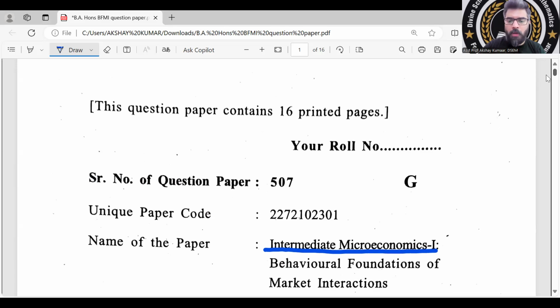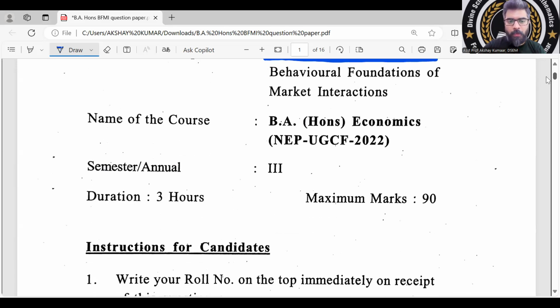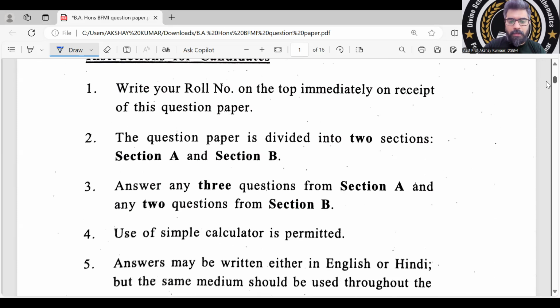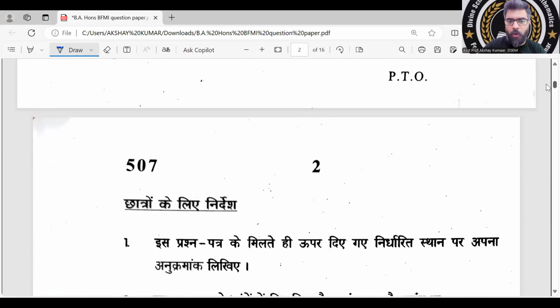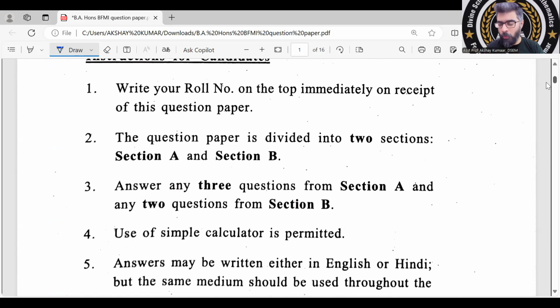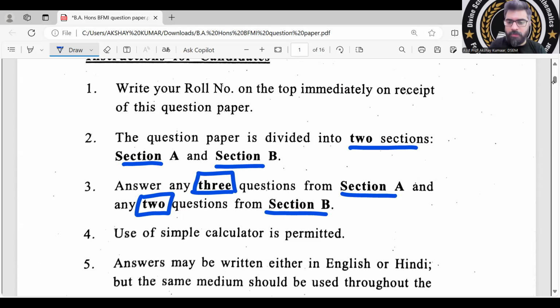theory. If I scroll down this question paper, students can clearly see that it contains problems from section A as well as problems from section B. So if you look at the format of this question paper, it has two sections, section A and section B. Okay, from section A, students need to answer any three questions. And from section B, only two questions need to be answered. So in total, the students need to answer 5 questions for this question paper.